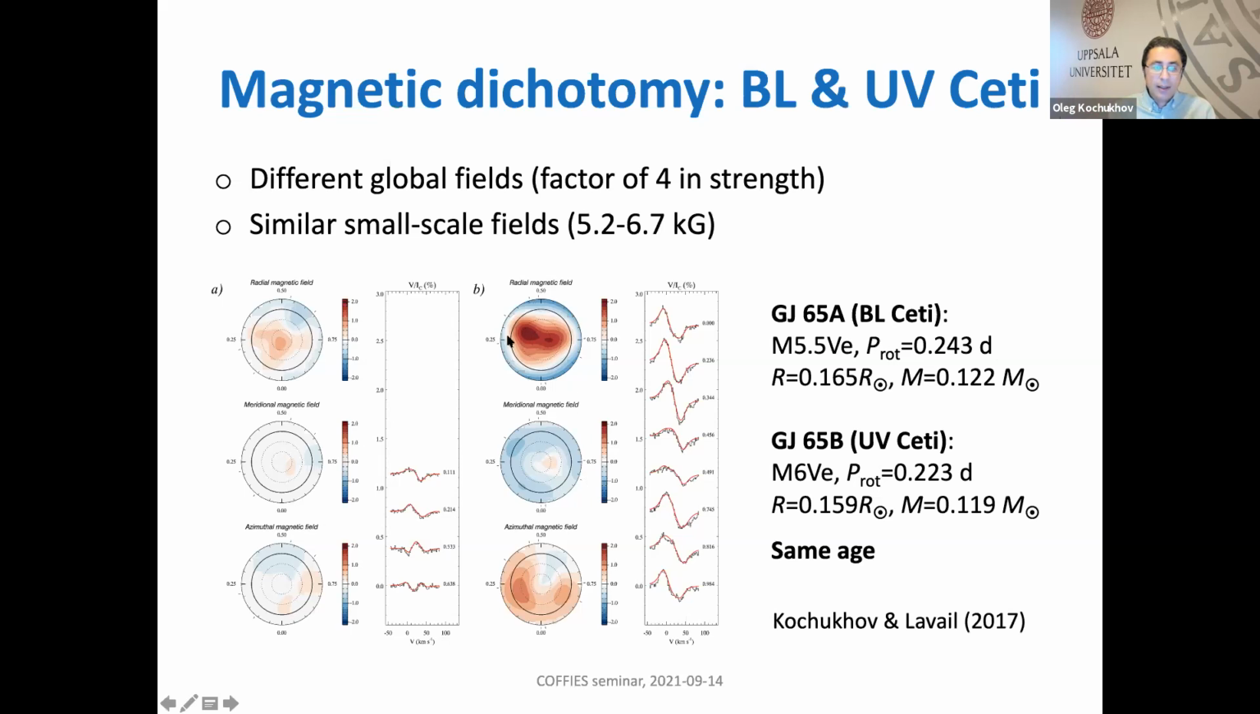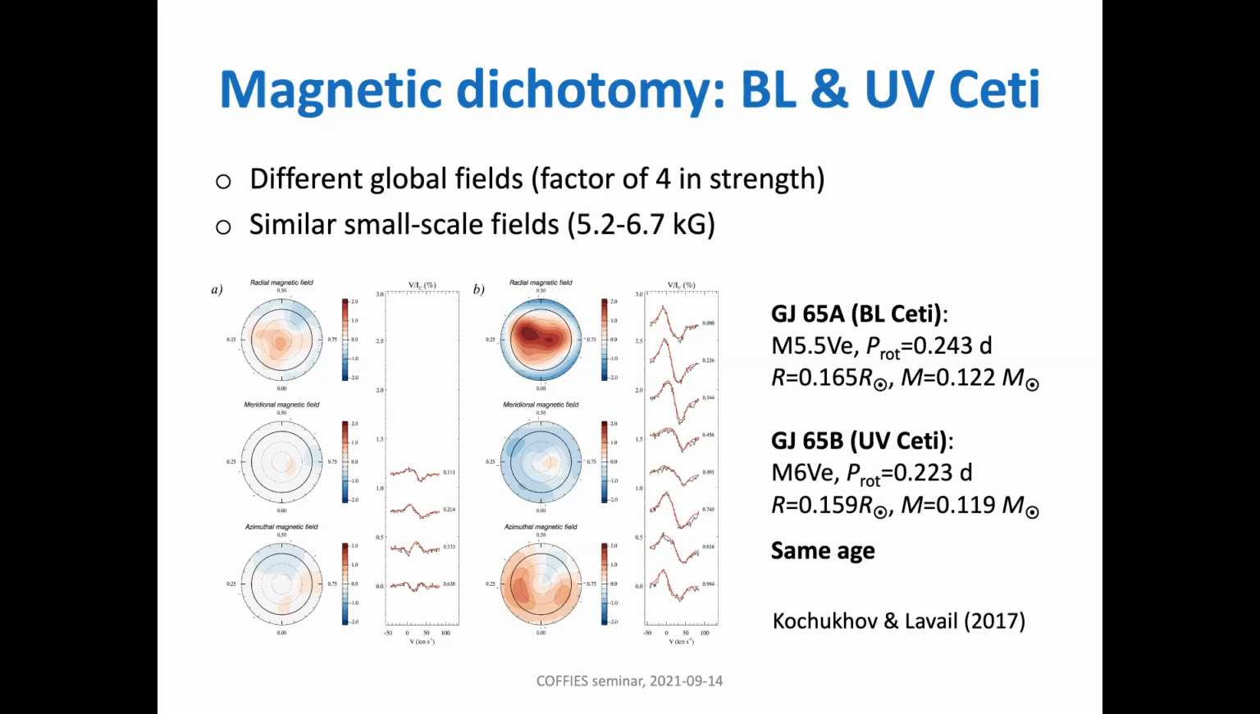And yet, from these plots of global magnetic field maps, you can see how the secondary component, UV Ceti, has a much stronger and much simpler dipolar-like magnetic field compared to the weaker and more complex field of the primary component, BL Ceti. So we think that this dichotomy is real. We think that it tells us that the results of the dynamo in these stars are not a simple function of rotation rate and mass of the stars. Something else is at play.